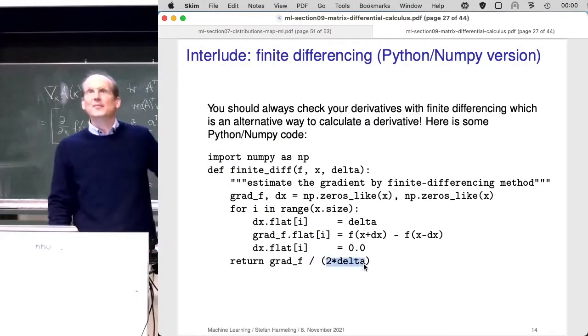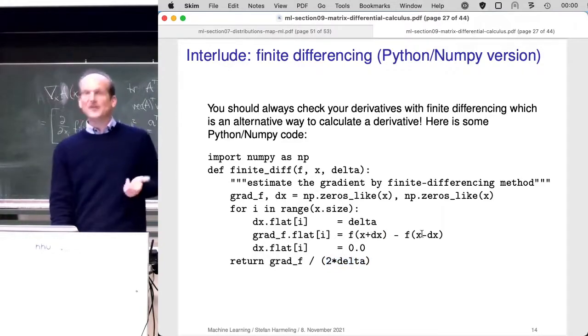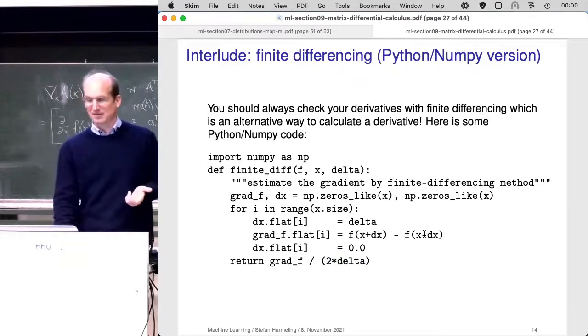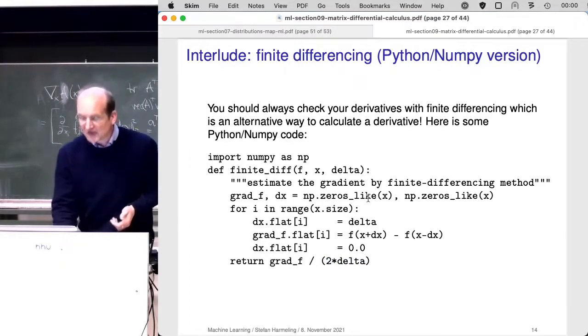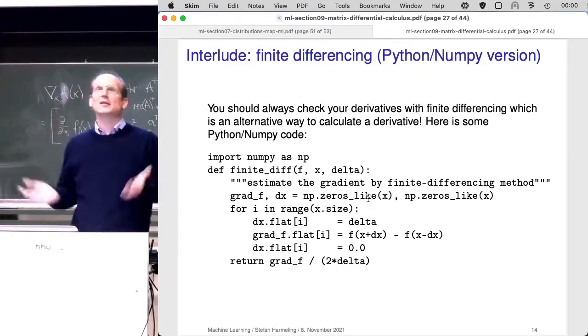So that is the 2 times epsilon from the board. And my grad f, what is it? Basically it's something where I'm calculating the difference of my function value plus a little distortion minus my function value minus a little distortion, okay? And now what about the other stuff around here? So that's just a clever way to write a finite differencing method that works with any tensor of any dimension.